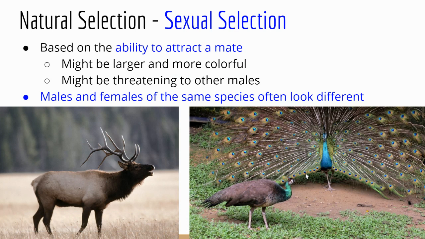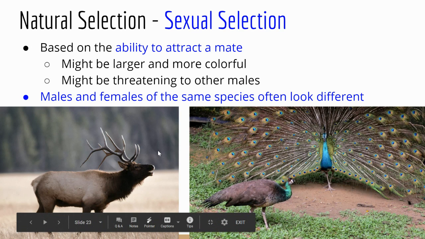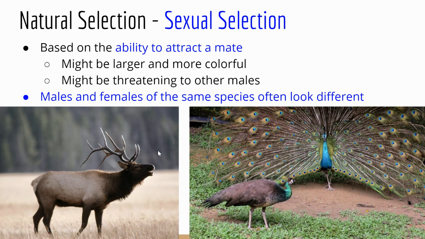Now, the next type of selection is not typically shown on a graph, but it is sexual selection, and it's worth mentioning. This is based on the ability to attract a mate, either being large or beautifully colored, or maybe being threatening to other males, like a moose with large antlers. And what it results in a lot of times is males and females of the same species looking very different. So in moose population, the males have big horns that they use to show that they're the best mate, and the females don't have horns at all.